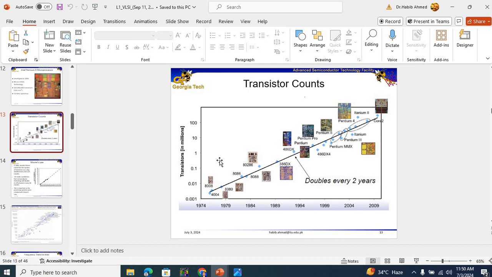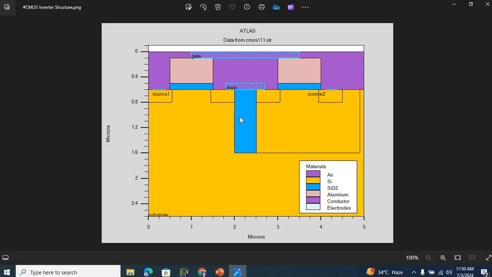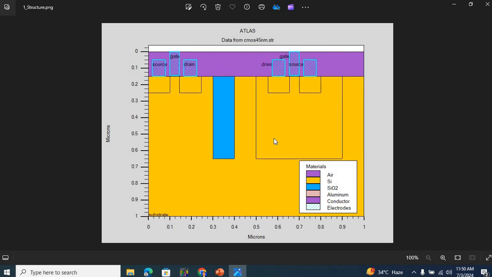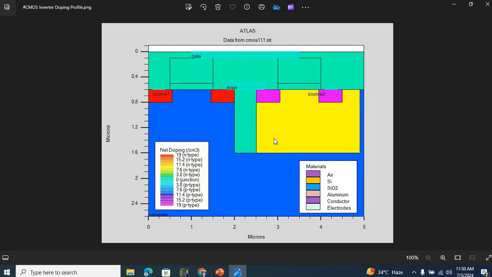But how does it happen? In order to answer that, let us look at this structure, which is a CMOS inverter structure that I designed using Silvaco TCAD. And in this structure, here is the doping profile. Here is the drain and source of the NMOS, and this distance between the drain and the source is called the channel length, or we can also call it technology node.